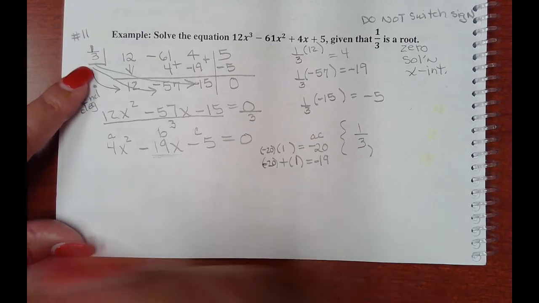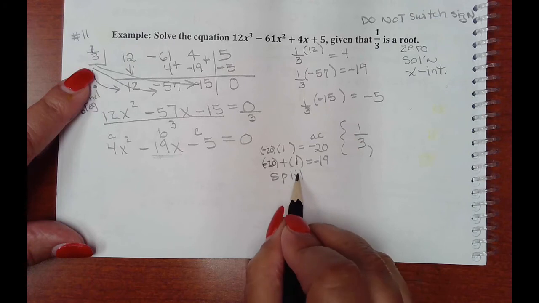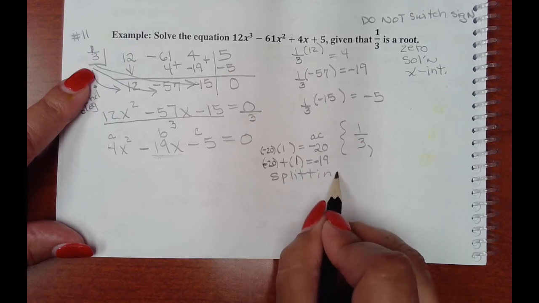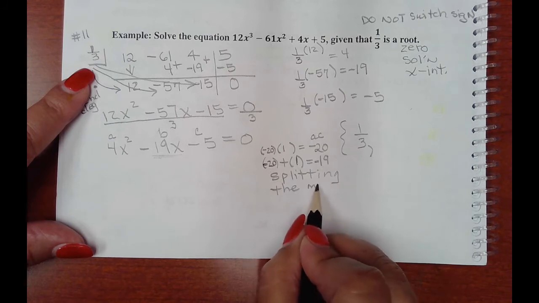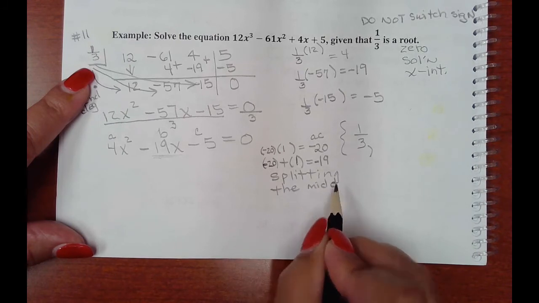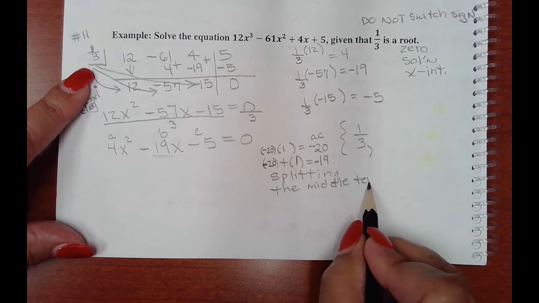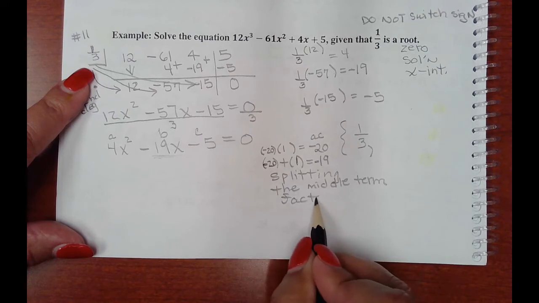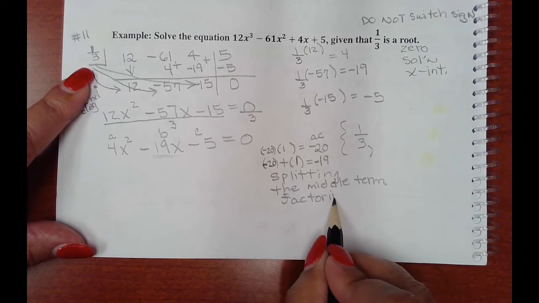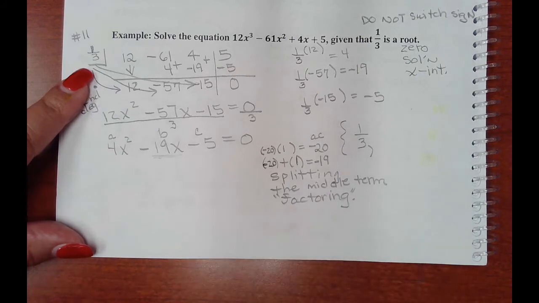I'm demonstrating a technique called splitting the middle term. It is a factoring technique. So we are going to use these numbers that we just came up with, negative 20 and 1, to rewrite the middle term so that we continue with our factoring. Okay, this is for factoring, this technique.